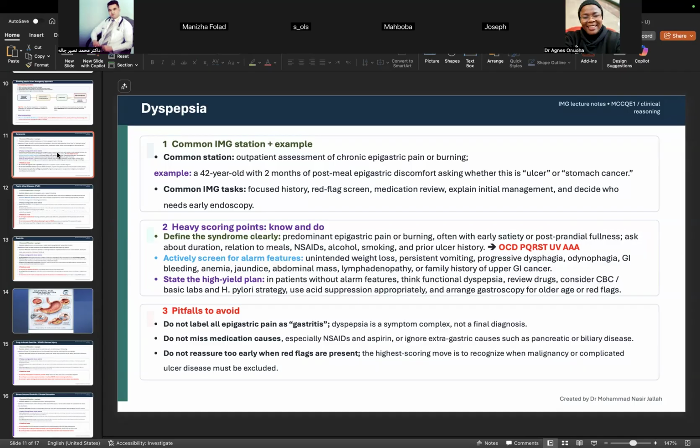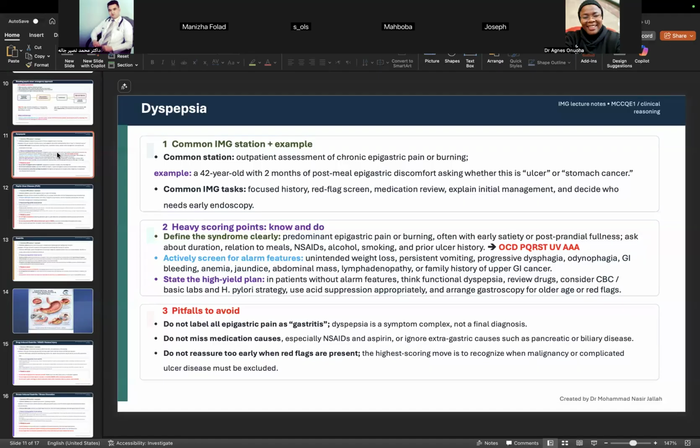Define the syndrome clearly. What is dyspepsia? Predominant epigastric pain or burning, often with early satiety or postprandial fullness for at least 1 month. Ask about duration. Why duration? Because it is at least 1 month, right? Relation to meals, non-steroid, alcohol, smoking, and prior ulcer history.